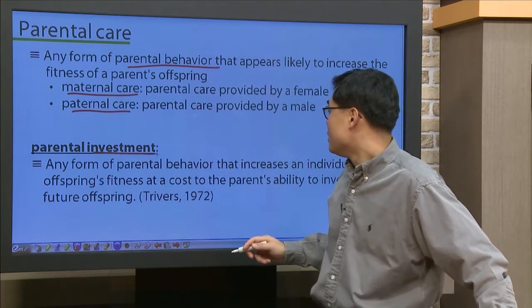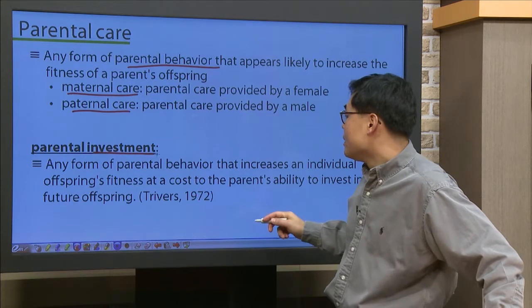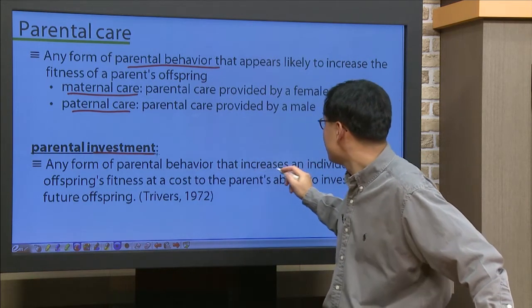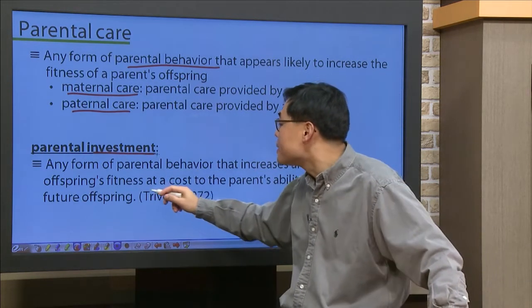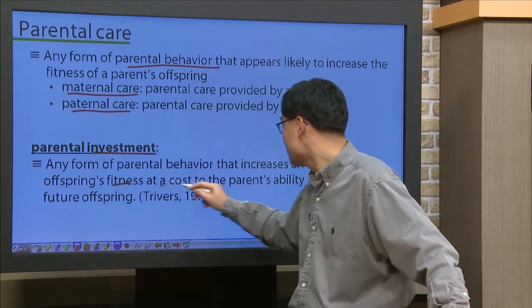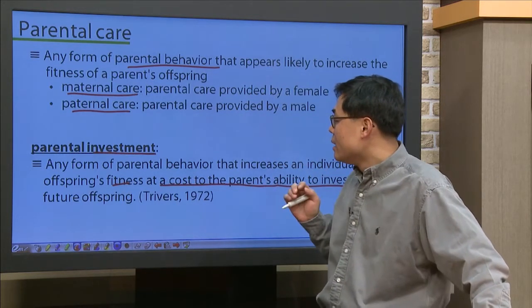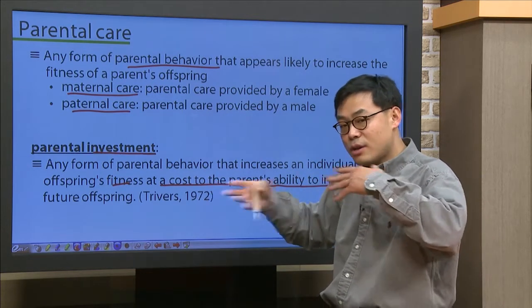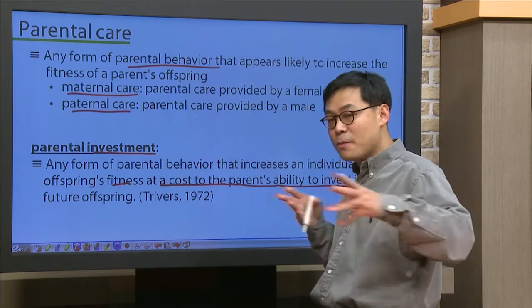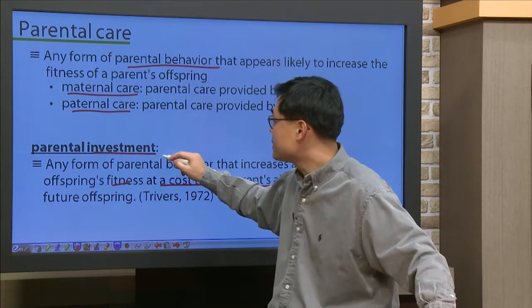That is any form of parental behavior that increases an individual offspring's fitness at the cost of the parent's ability to invest in future offspring. There's a fitness trade-off between the parent and the offspring. Then it's called parental investment.